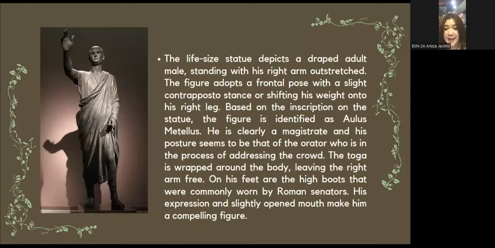The life-size statue depicts a draped adult male standing with his right arm outstretched. The figure adopts a frontal pose with a slight contrapposto stance, shifting his weight onto his right leg. Based on the inscription on the statue, the figure is identified as Aulus Metellus. Correct me if I'm wrong, he is clearly a magistrate and his posture seems to be that of an orator who is in the process of addressing the crowd. The toga is wrapped around the body, leaving the right arm free.